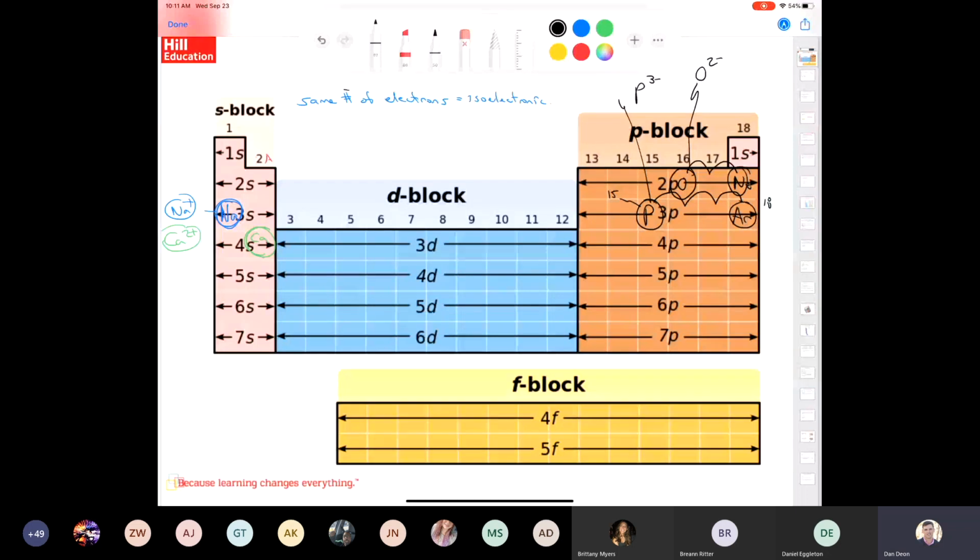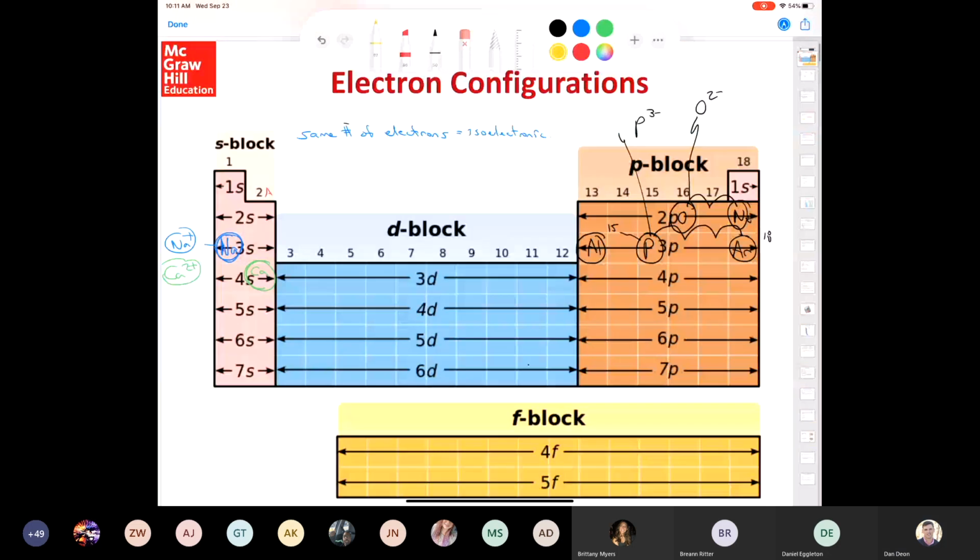Let's try one more, and then we'll move on. What if I had this one, aluminum? Should aluminum gain or lose electrons to become isoelectronic with a noble gas? This one's maybe a little trickier. What would aluminum do? It has to lose electrons, right? Aluminum is going to lose electrons because the closest noble gas to aluminum is neon. Okay, it's not argon. Neon is in fact closer.